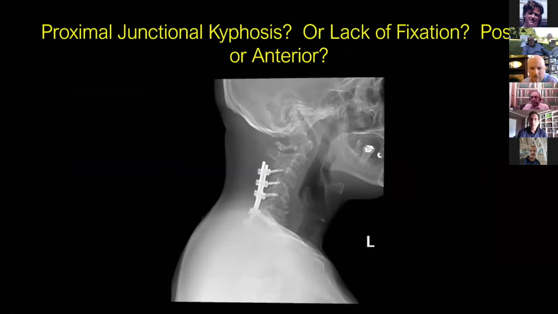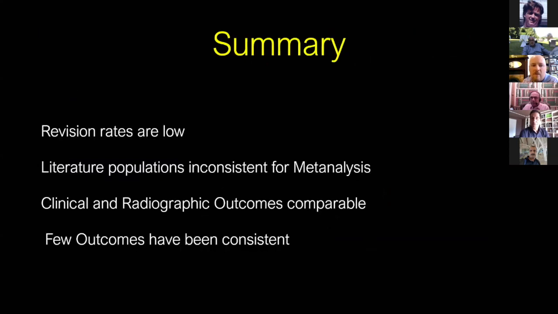Here's another example of a patient who's also down across the cervical thoracic junction. They develop proximal junctional kyphosis. Does that have anything to do with the posterior aspect, or should they have had an ACDF? Is it because of rigid fixation proximally compared to distally? And then how does this patient get categorized? Are they categorized as PJK? Are they categorized as lack of fixation? Or do we need to start breaking down again anterior, posterior?